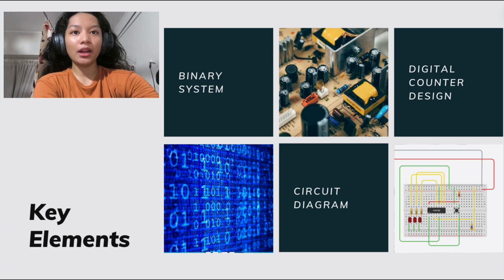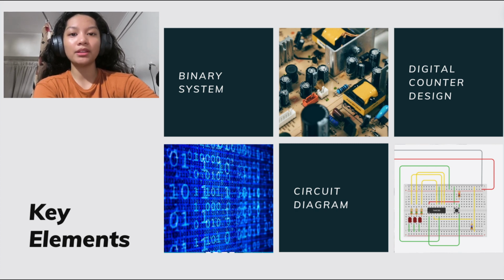A circuit diagram is a graphical representation of an electrical circuit using symbols to denote components and lines to connect them. In digital electronics, circuit diagrams are used to illustrate the connections and functions of various components such as logic gates, flip-flops, and other elements crucial for processing digital signals.